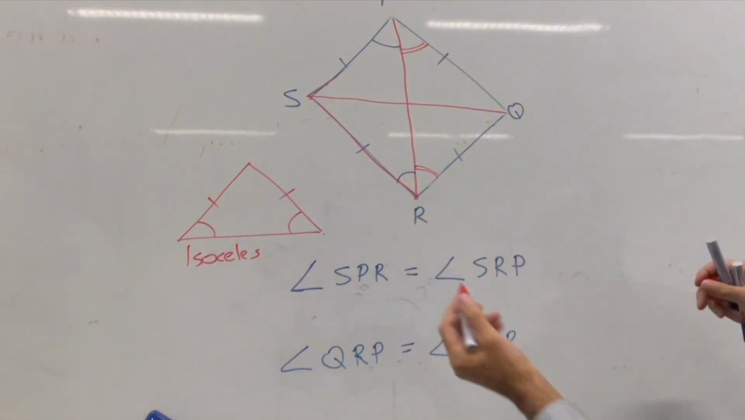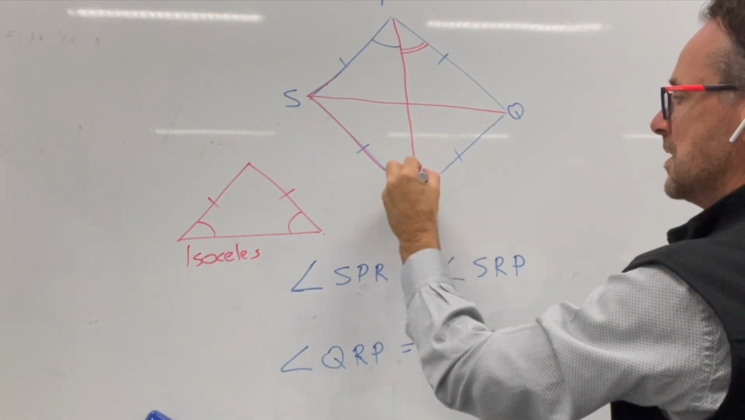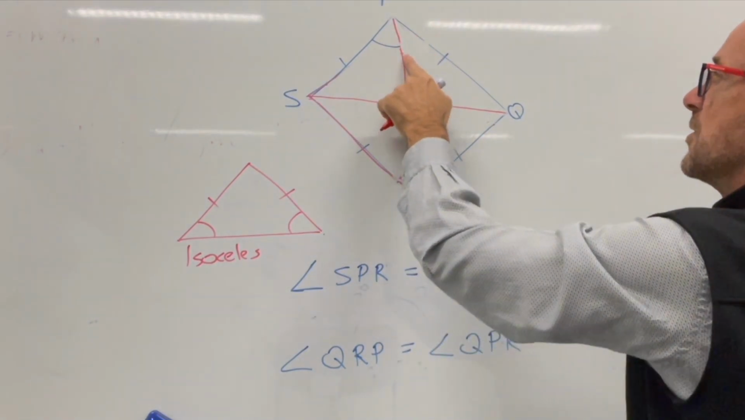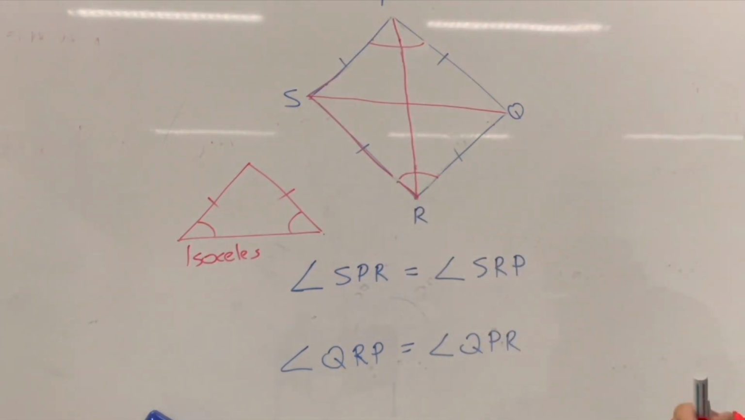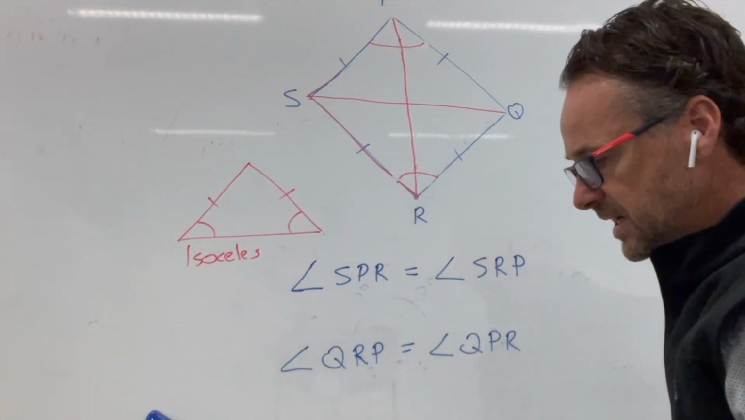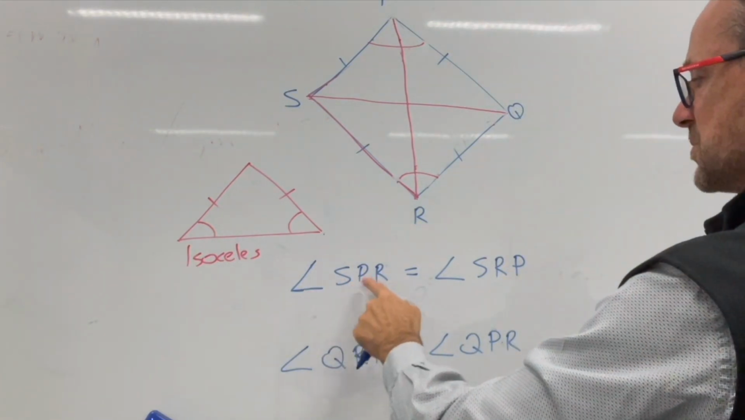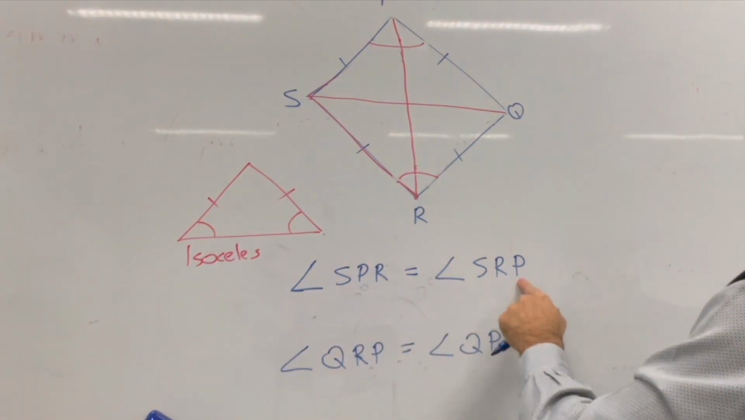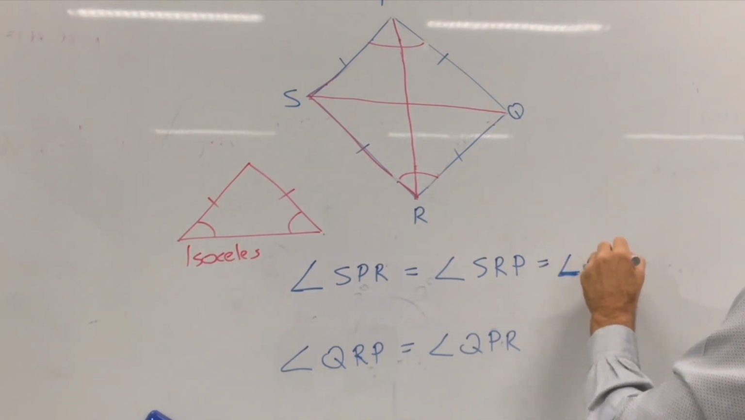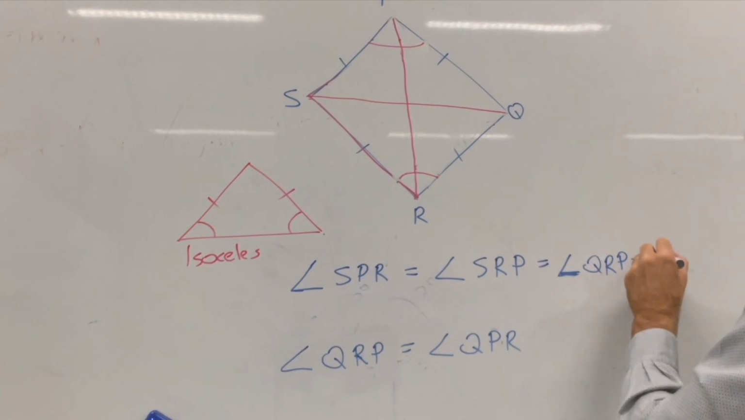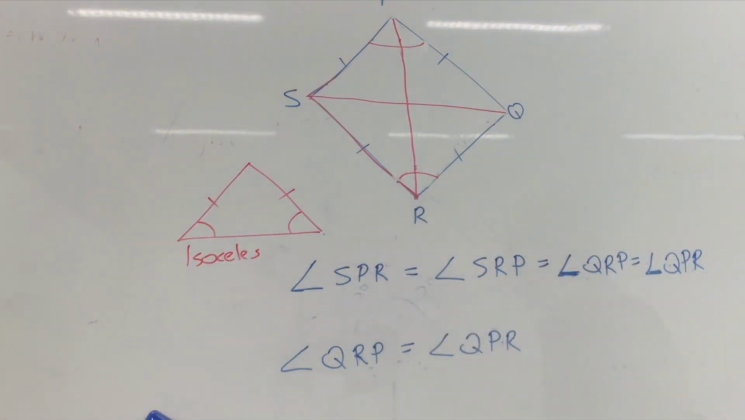Okay, now these angles are in fact the same. Okay, and we know that from our previous work on the congruence of the triangles, that the two triangles are the same, so therefore these angles are all equal. So we can actually say in this statement that the angle SPR equals the angle SRP equals the angle QRP equals the angle QPR. So those four are all identical.